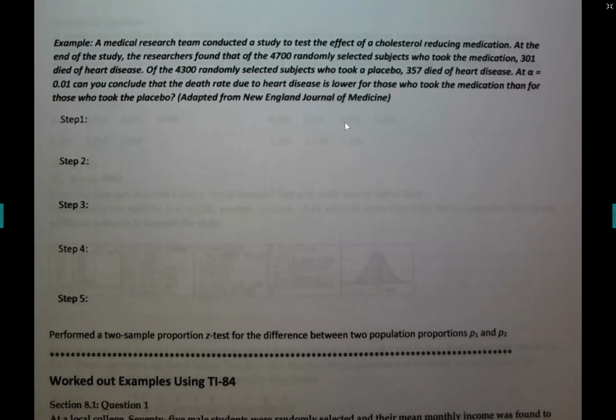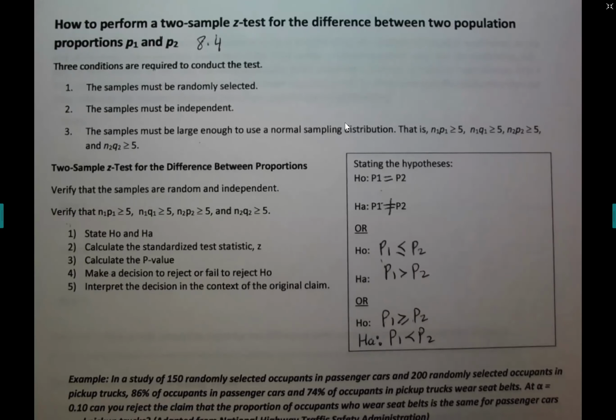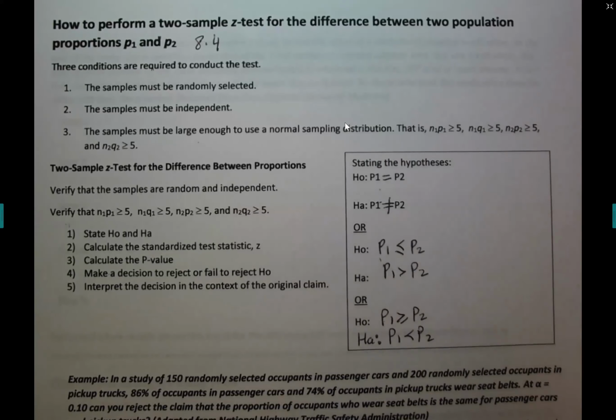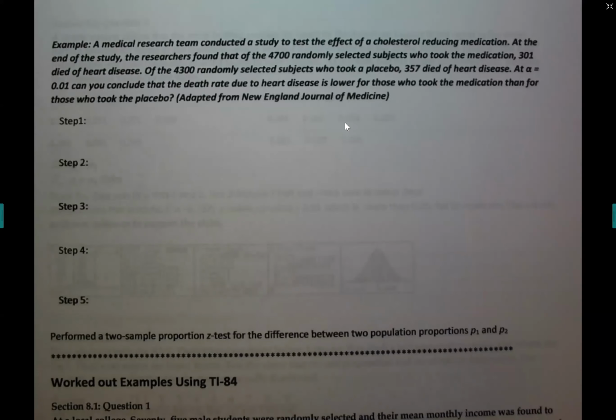Okay, guys, if I put the three scenarios here, which one would you choose? He wants us to check if the death rate for the ones who took the medication is less than the death rate for the one who took nothing. So which one would it be? First, second, or third? Third one, because P1 is the medication and P2 is the placebo. Exactly.